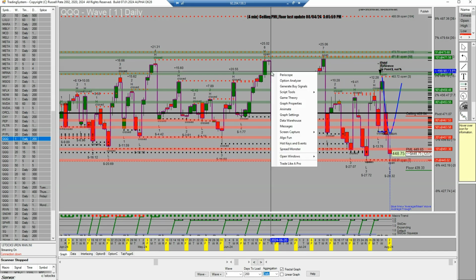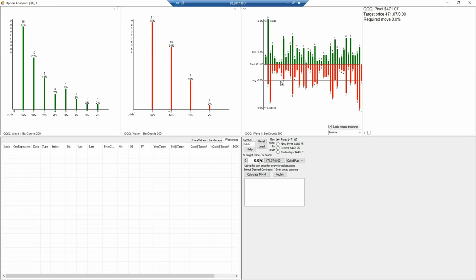Now we're going to be using the options analyzer, which is the second option after the periscope. Beautiful. First of all, I'm going to be explaining these two charts right here. Basically, it tells you the probability of forming highs. This one shows you the probability of forming highs above the pivot. This one tells you the probability of forming lows below the pivot, right?